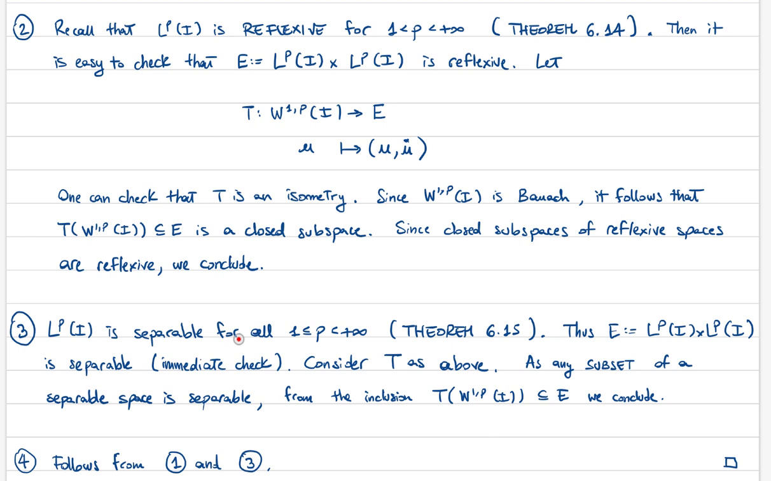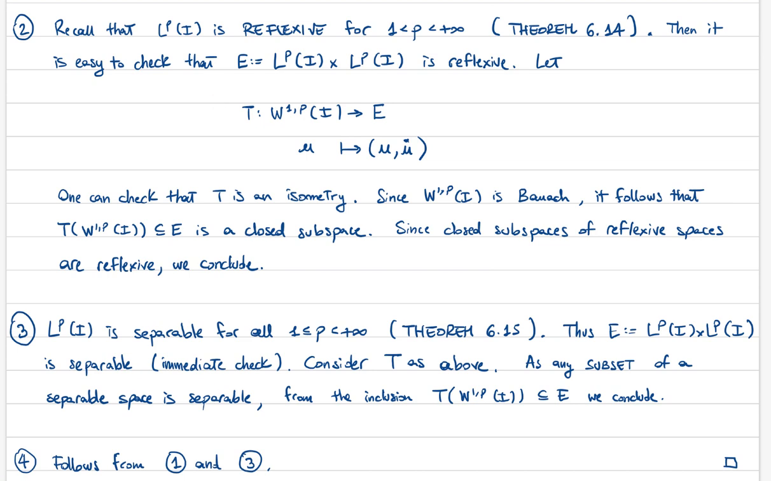For separability, we do a very similar trick. You know already that L^p is separable for p larger or equal than 1 and less than plus infinity, and this was given in theorem 6.15 in the appendix on L^p spaces. Therefore, just consider the same space, E, which is the product of the two L^p spaces. And since these are both separable, it is easy to check that the product space is also separable.